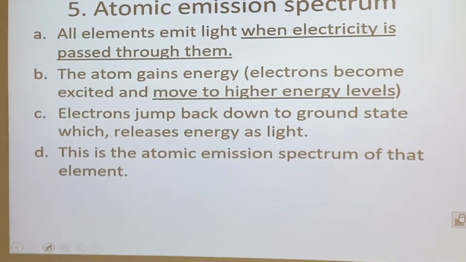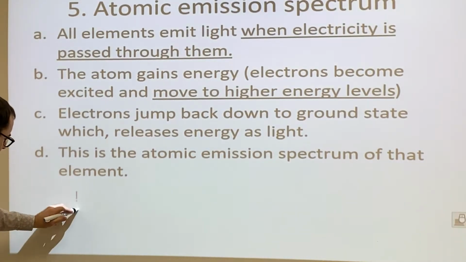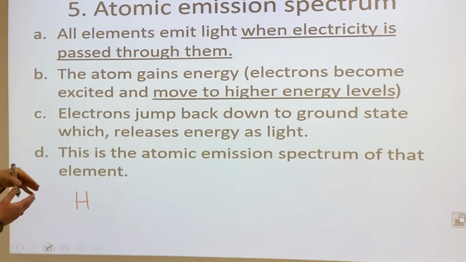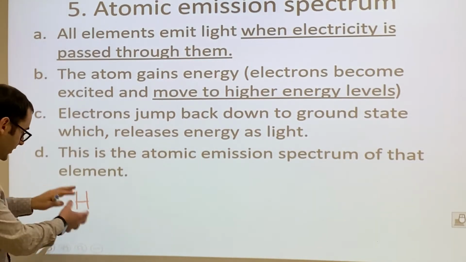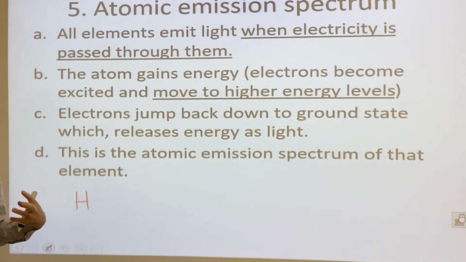Okay. So all elements emit light when electricity is passed through them. An atom gains energy, so the electron becomes excited, and then it moves to a higher energy level. Then the electrons jump back down to the ground state, which releases energy as light. And this is the atomic emission spectrum of that element. So in lab, when we looked at hydrogen, the hydrogen was in that glass tube. We zapped it with electricity, which means the hydrogen atoms all absorbed that energy, all right?